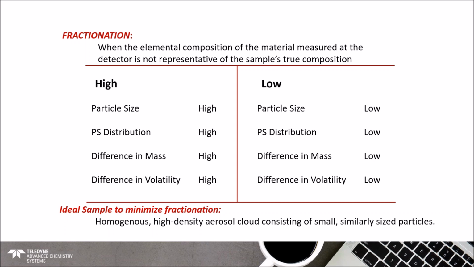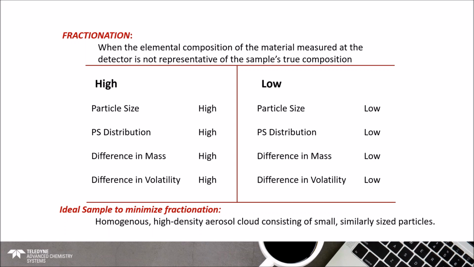The next concept I wanted to introduce is fractionation. So in its simplest form, we define fractionation as when the elemental composition of the material being measured at the detector is not representative of the sample's true composition, meaning essentially our result doesn't match what it should have. And there's a number of ways that this can occur.